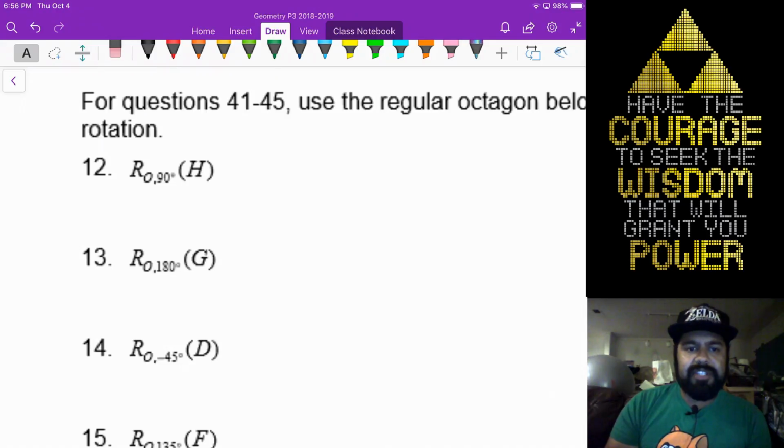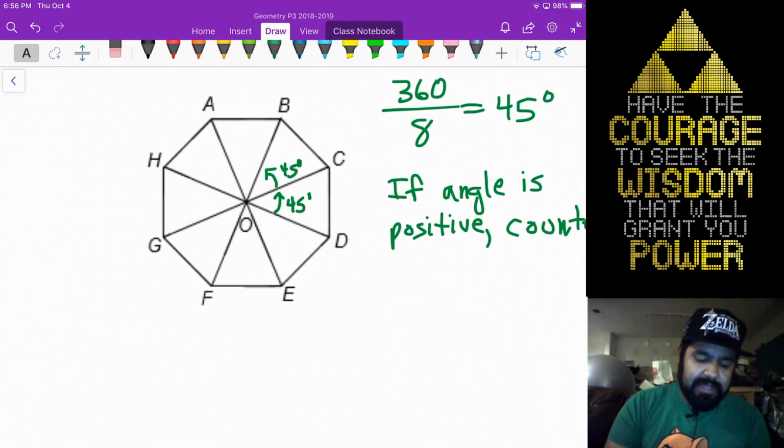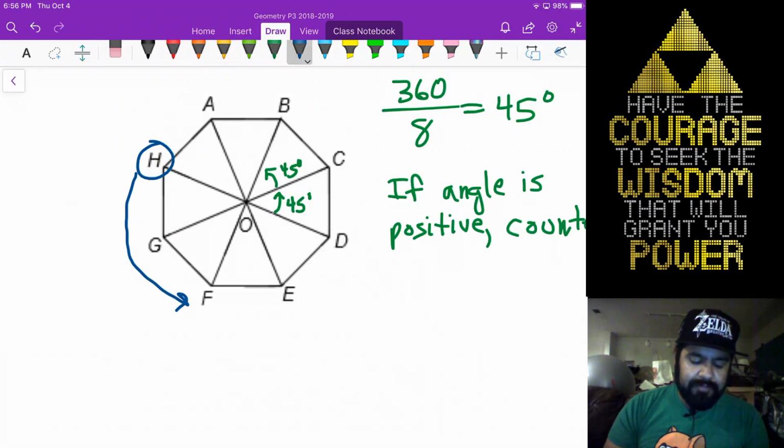Rotation about the origin of 90 degrees. We're moving point H. So point H, I'm moving at 90 degrees. The angle's positive, so I better be going counterclockwise. That means I'm moving 2 sections over 90 degrees, because each section is 45. 45 times 2 is 90. So therefore, we land on F.